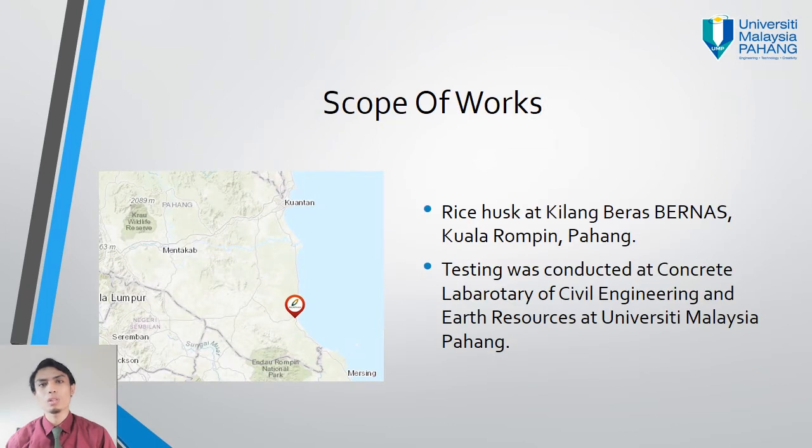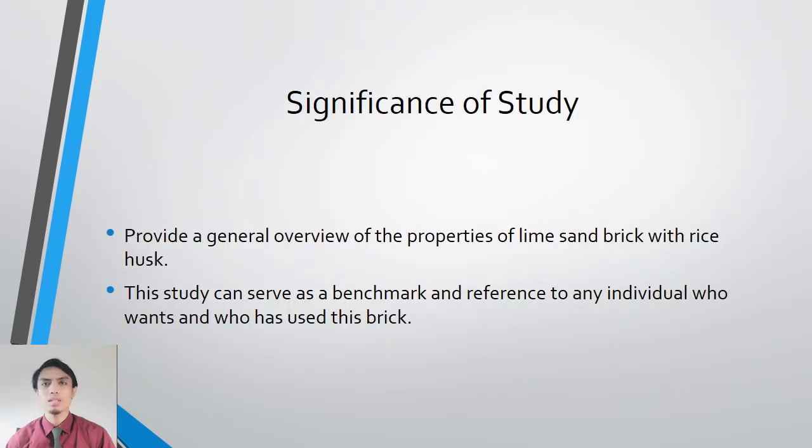Scope of work is the location of the research progress area. The material is obtained from the Bernas rice mill in Kuala Lumpur, Pahang, and the separation of the material mixture and all the testing of the brick were conducted in a laboratory at University Malaysia Pahang. The significance of this study is to provide a general overview of the properties of lime sand brick with rice husk, and also to serve as a benchmark and reference for anyone who wants to use this brick.